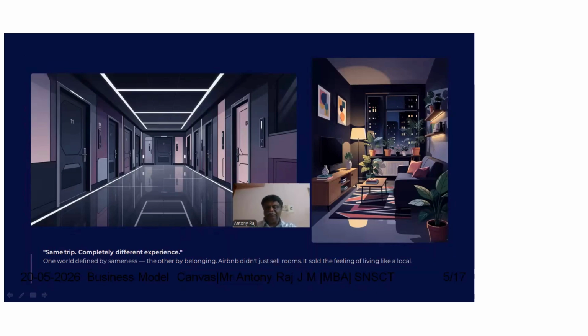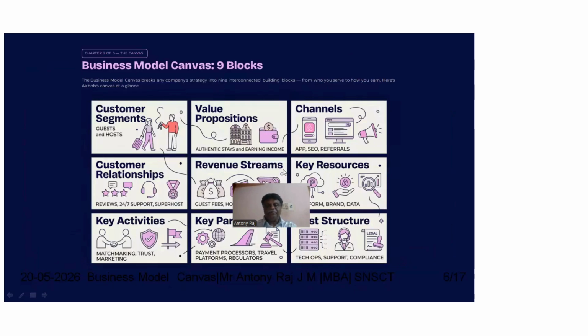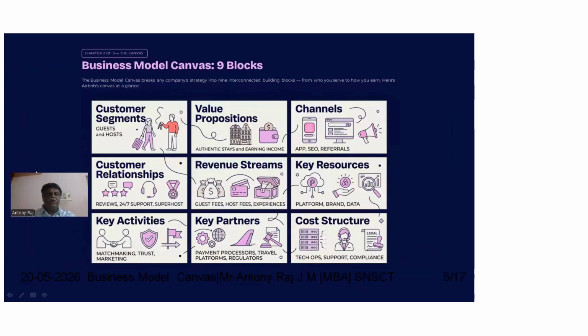This slide says it all. And when you talk about the business model canvas, you go to the 9 blocks, which you already see: the customer segments, the value proposition, the channels, the customer relationship, revenue streams, key resources, key activities, key partners, and the cost structure.